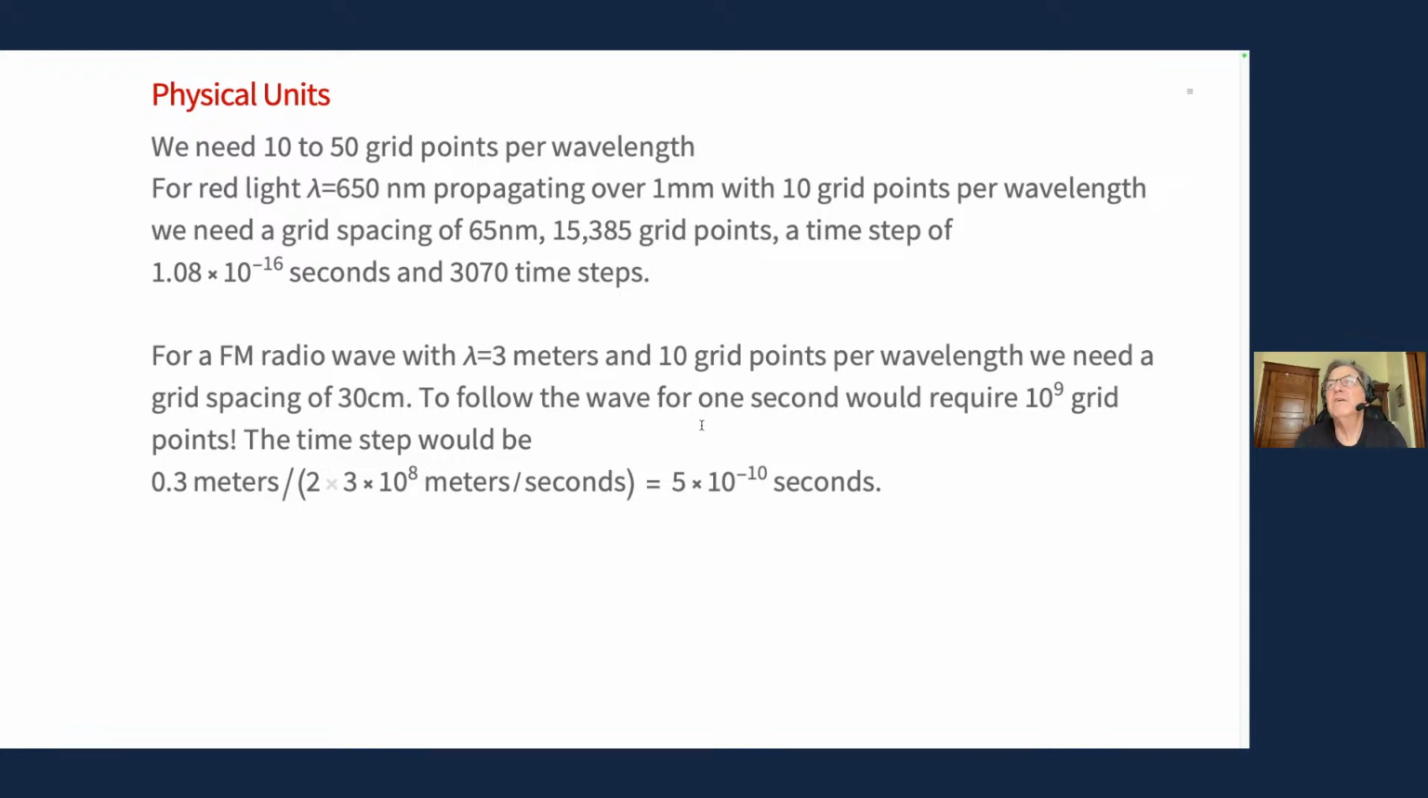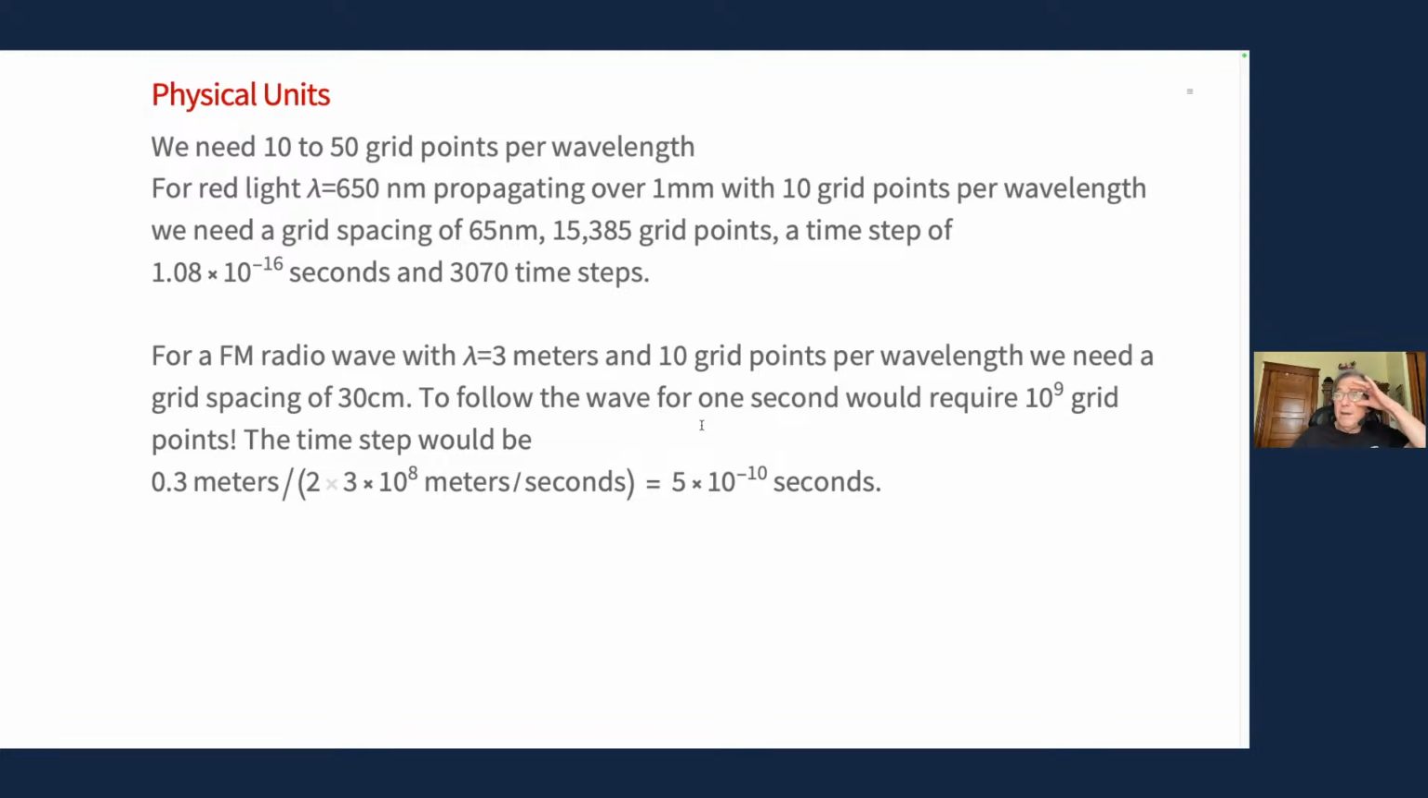So we need 10 to, say, 50 grid points per wavelength. And thus, if we're going to look at, say, red light propagating over 1 millimeter with 10 grid points per wavelength, the grid spacing, the physical units on the grid spacing are 65 nanometers. Okay, we need only about 15,000 grid points, and the time steps are about 1 times 10 to the minus 16 seconds, and we only need a little over 3,000. So this is really easily doable.